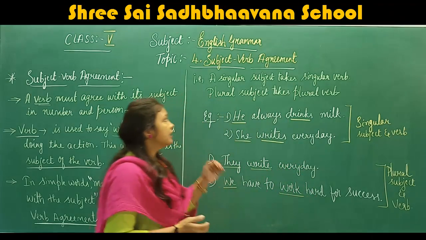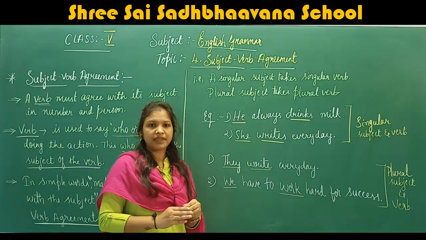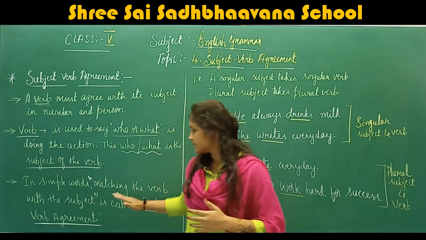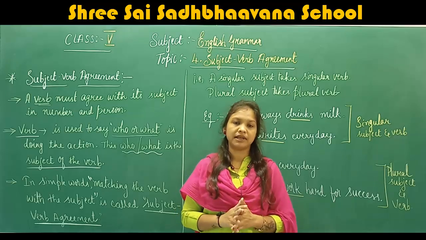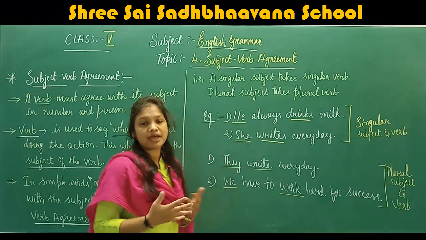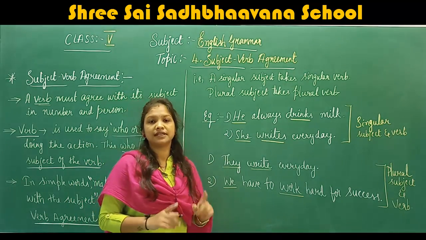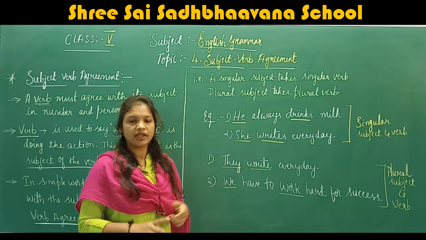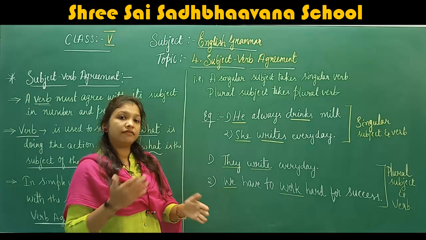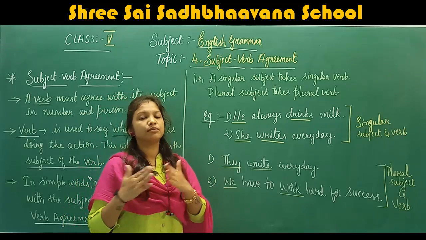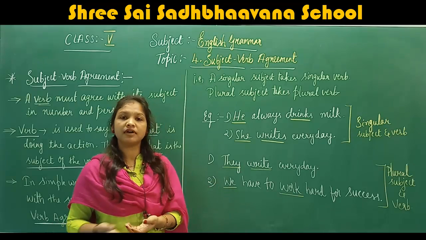Okay, a singular subject must take a singular verb. As we learned, matching the verb with the subject is called subject-verb agreement. So a singular subject takes, or must have, a singular verb, whereas a plural subject takes a plural verb. Plural persons or things take a plural verb.